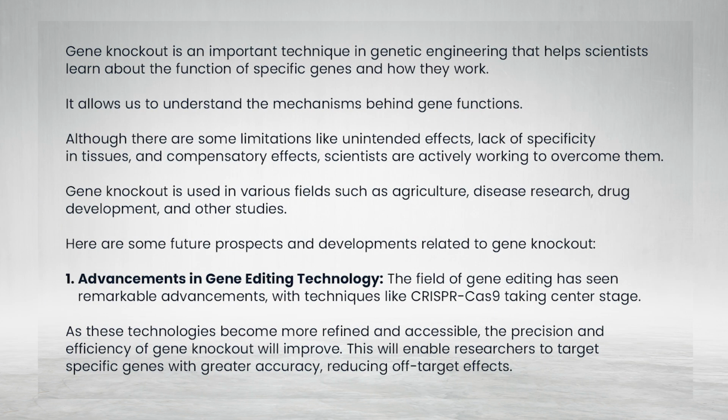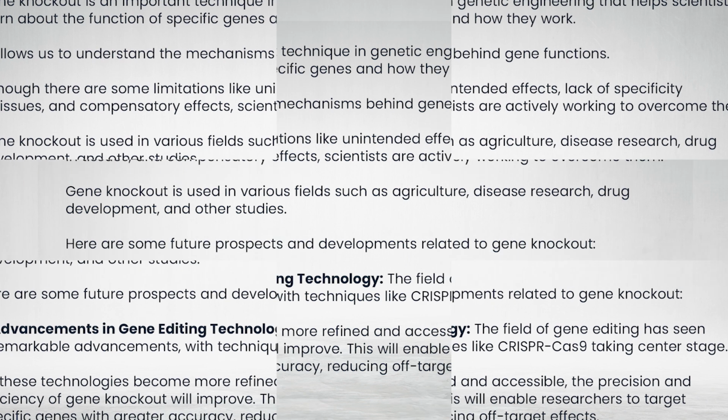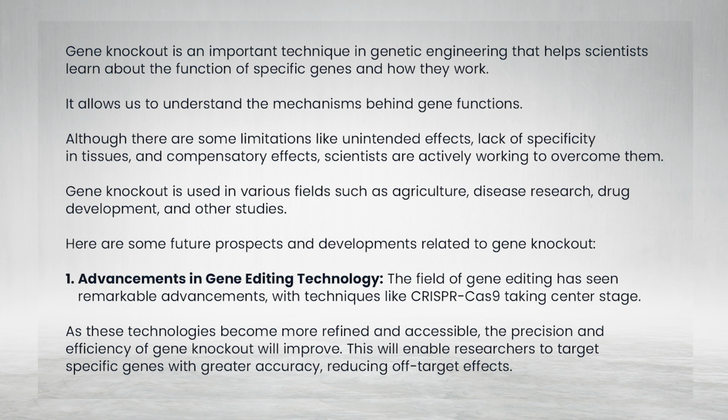Gene knockout is an important technique in genetic engineering that helps scientists learn about the function of specific genes and how they work. It allows us to understand the mechanisms behind gene function. Although there are some limitations like unintended effects, lack of specificity in tissues, and compensatory effects, scientists are actively working to overcome them. Gene knockout is used in various fields such as agriculture, disease research, drug development and other studies.